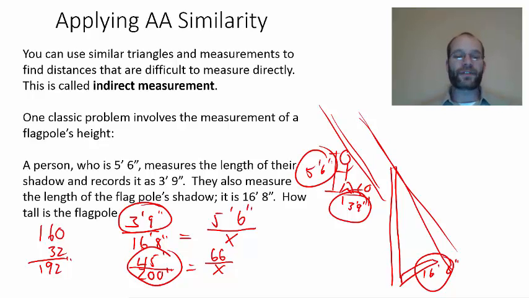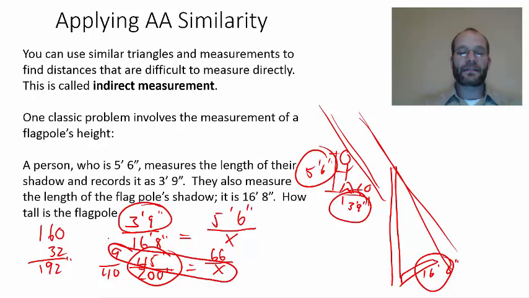45 divided by 200, you can probably see there's a common factor of 5 in there. So it becomes 9 over 40. Therefore, 9 over 40 equals 66 over x. So we'll cross multiply at this point. 9 times x is 9x, and that's equal to 40 times 66.